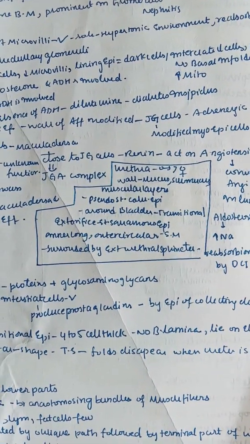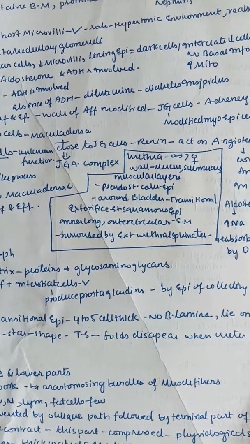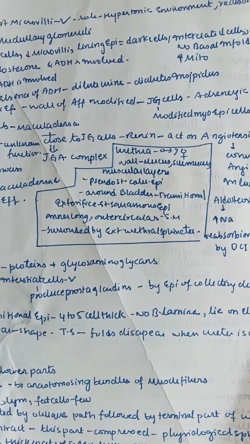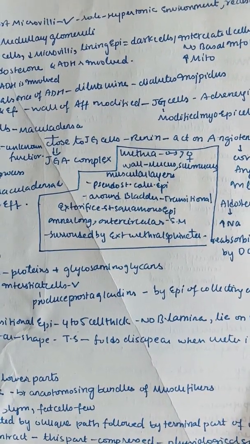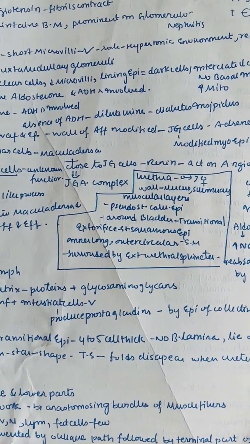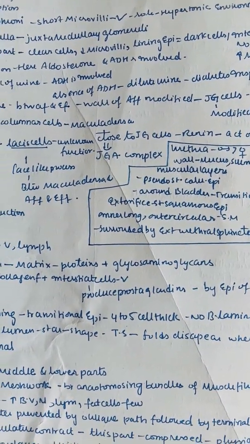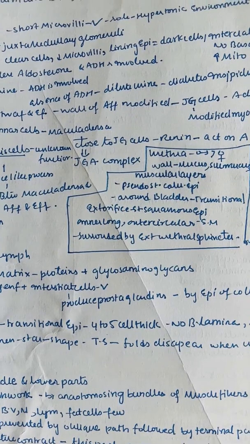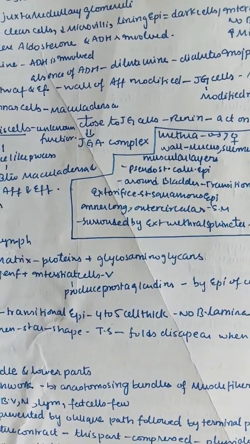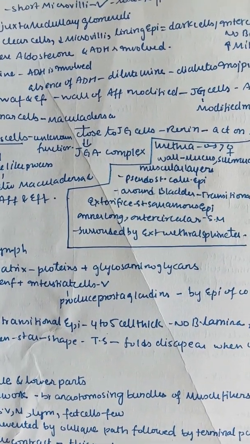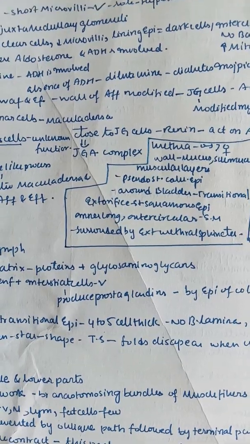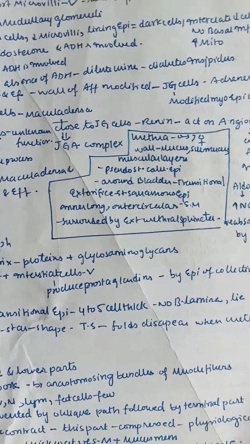The wall of the urethra has mucosa, submucosa, and muscularis layer, and it is mainly lined by pseudostratified columnar epithelium. Around the bladder it is lined by transitional epithelium, and at the external orifice it is lined by stratified squamous epithelium. It has an inner longitudinal and outer circular smooth muscle layer, and it is mainly surrounded by the external urethral sphincter.